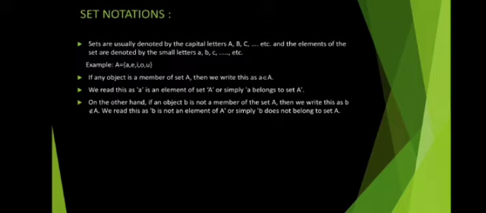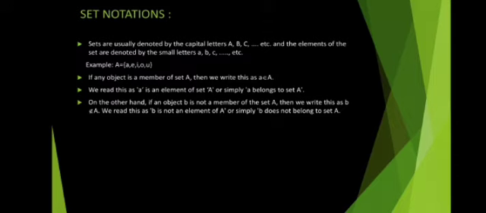If any object a is a member of set A, then it is written as a ∈ A. Here small a represents the element of set A, and capital A represents set A. We read this as: a is an element of set A, or we can say a belongs to set A.